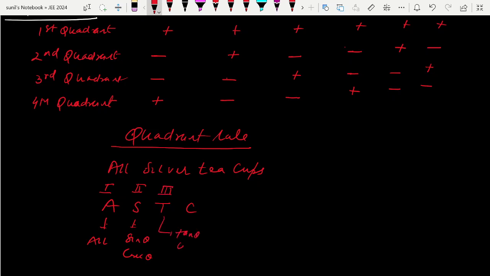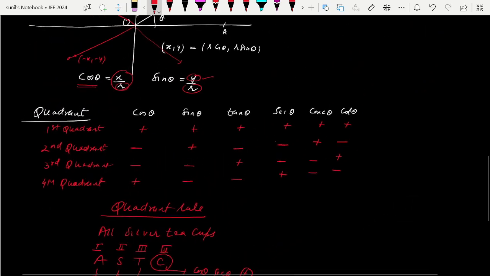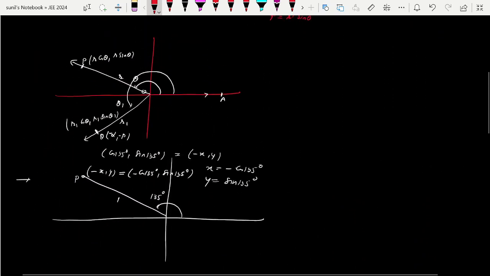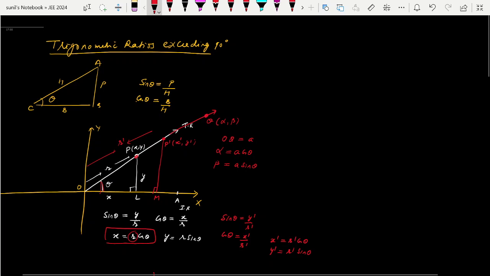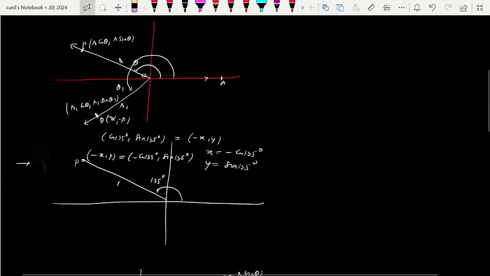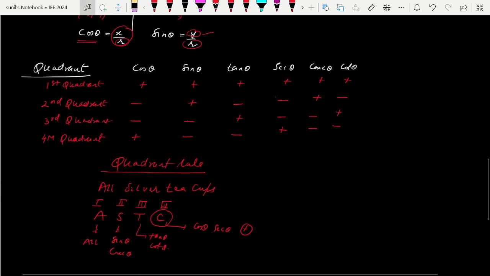In the third quadrant, tan theta and cot theta are positive, and in the fourth quadrant, cos theta and sec theta are positive. So by using this concept, that is, the trigonometric ratios exceeding 90 degrees, we have derived the quadrant rule. I hope students, you have understood the concept of the quadrant rule and the trigonometric ratios exceeding 90 degrees.